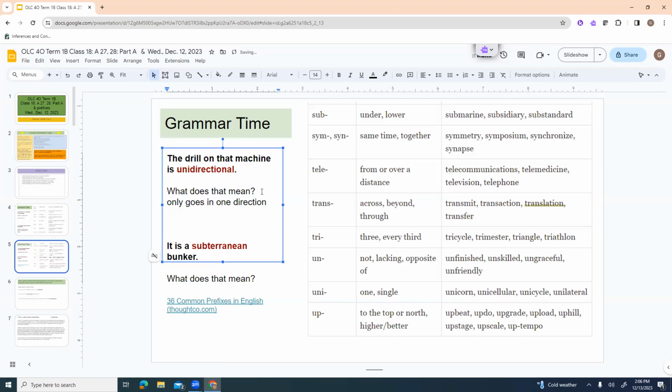So maybe if you picture a machine in a factory where you can't move the drill around, it only goes, say, up and down. It is a subterranean bunker. Well, terranean sounds a lot like terrain, which makes me think of ground, and sub is under. So I think that means it's going to be underground. Okay.